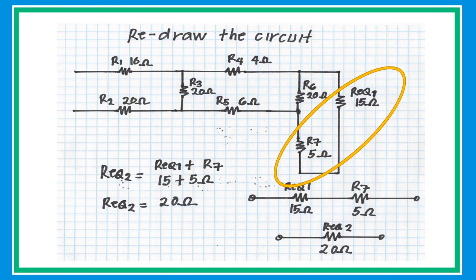Since the R equivalent and R7 are connected in series, you can add them together. But you cannot add R6 because there is branching on R5. Just add the R equivalent and R7 to get the value of 20. After you get the answer, collapse the circuit and redraw and analyze again.